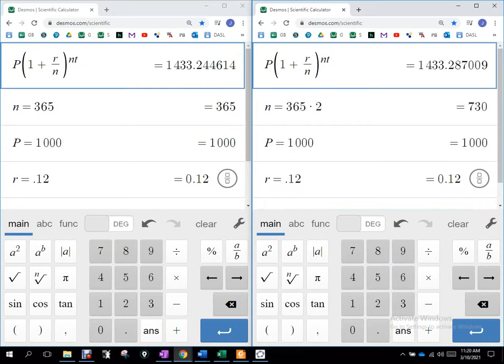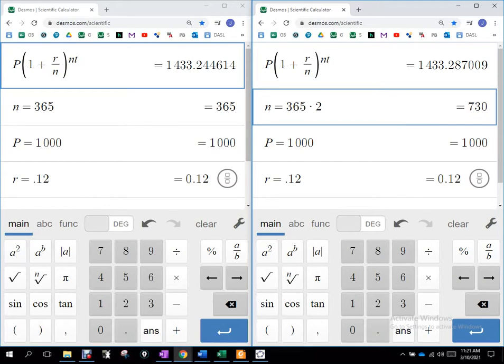Okay. So if I compounded it daily, after 3 years, I would have made $1,433.24. If I compound it twice a day for 3 years, I make really the same amount of money, right? I make about 5 more pennies, right? 5 more cents.